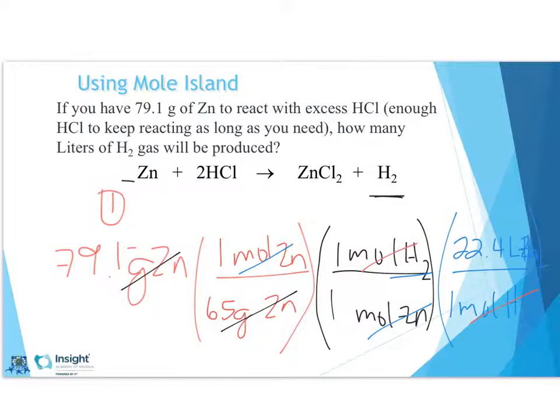So my final answer is going to be 27.26 liters of hydrogen gas. And that's because that's what I'm left with at the end, unit-wise. Every other unit's been crossed off.